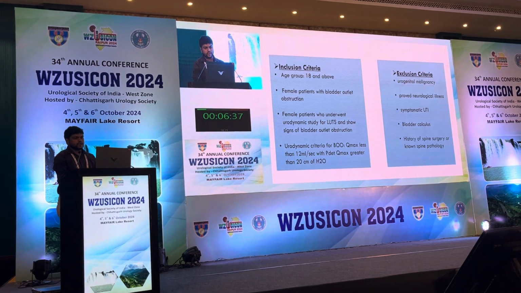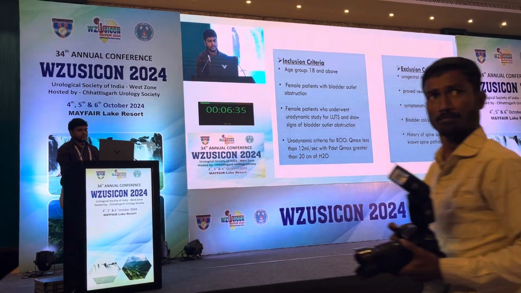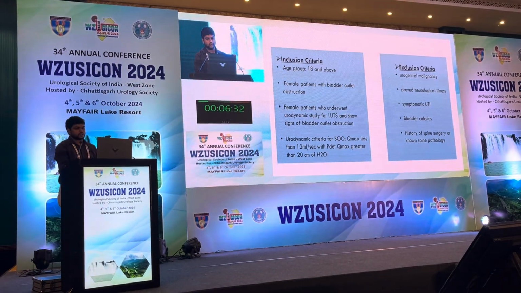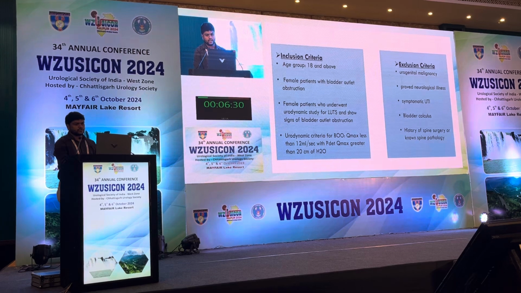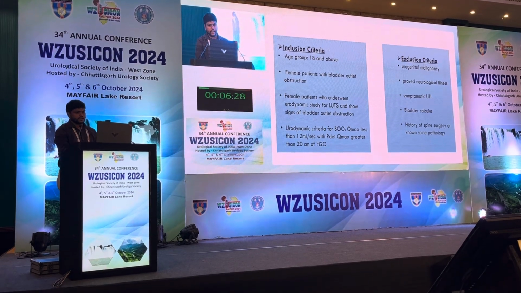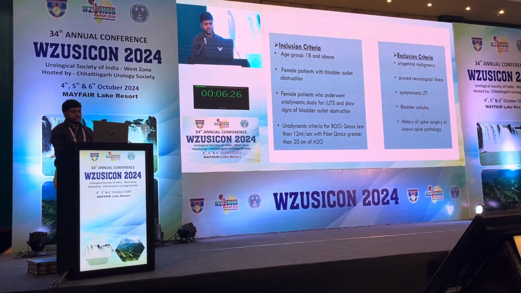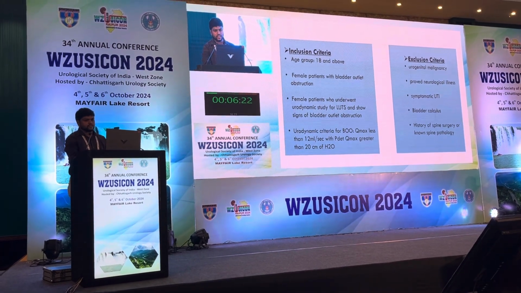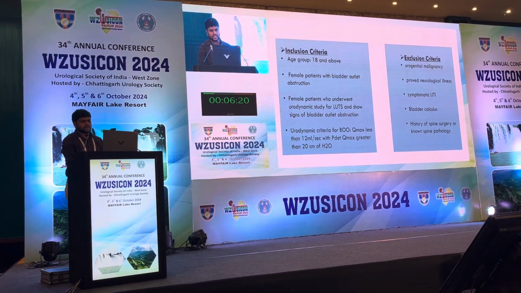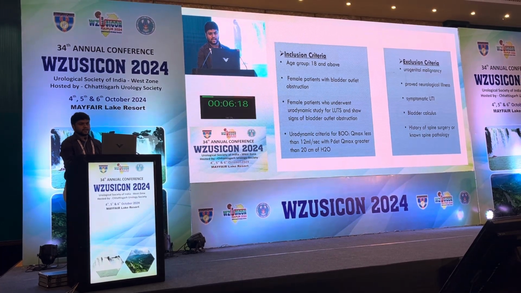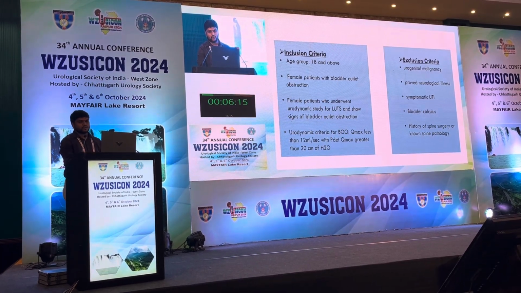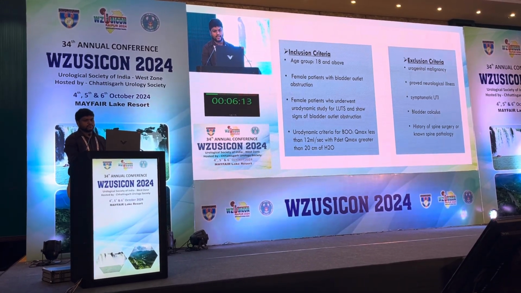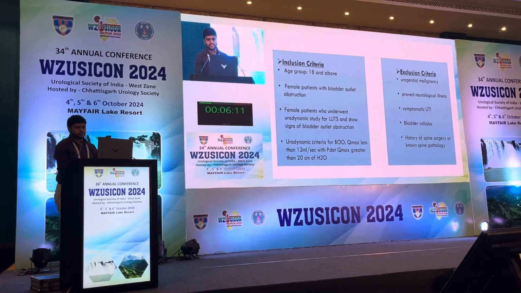Inclusion criteria were age group 18 years and above, female patients with bladder outlet obstruction, female patients who underwent urodynamic study for LUTS and show signs of bladder outlet obstruction. Urodynamic criteria for BOO is Qmax less than 12 ml per second with a detrusor pressure at Qmax greater than 20 cm of water. Exclusion criteria are urogenital malignancy, proved neurological illness, symptomatic UTI, bladder calculus, history of spine surgery or known spine pathology.